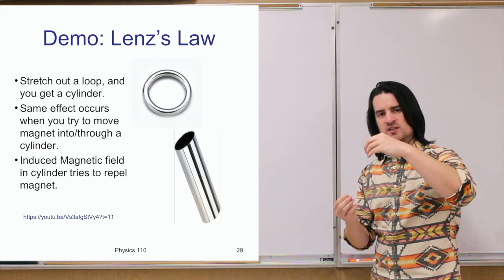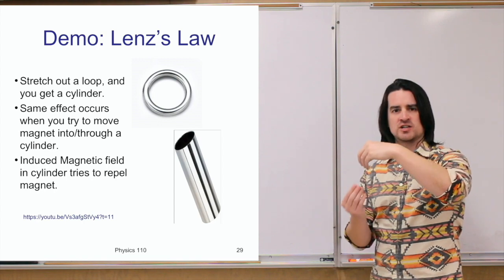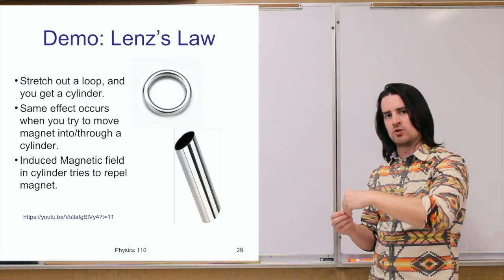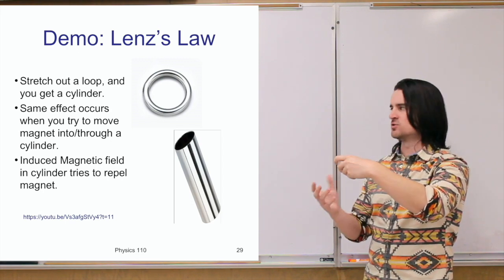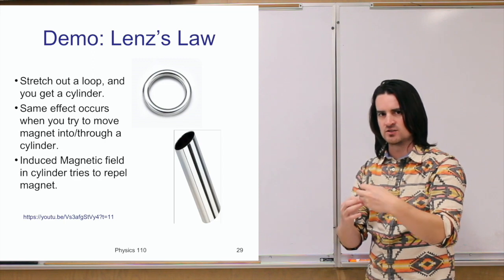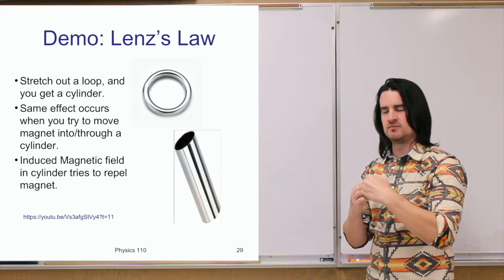So you try to push a magnet in, the cylinder is going to try to stop it from moving in, or stop it from moving more in. Or you try to pull a magnet out, that cylinder is going to induce a current in the opposite direction. It's going to induce a magnetic field in the opposite direction then to try to keep that magnet in.